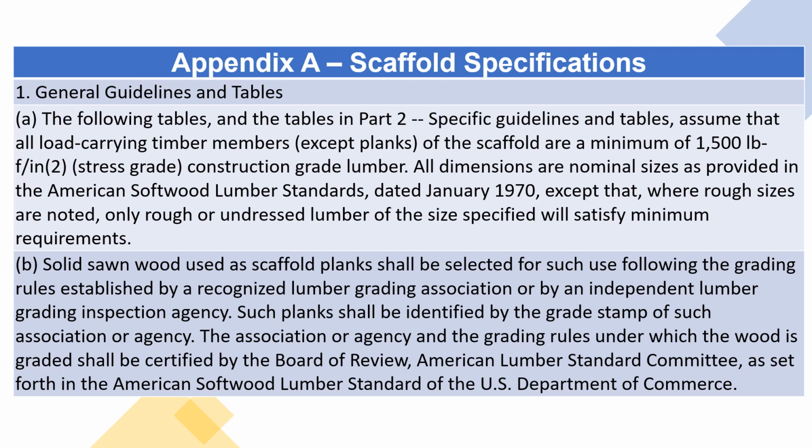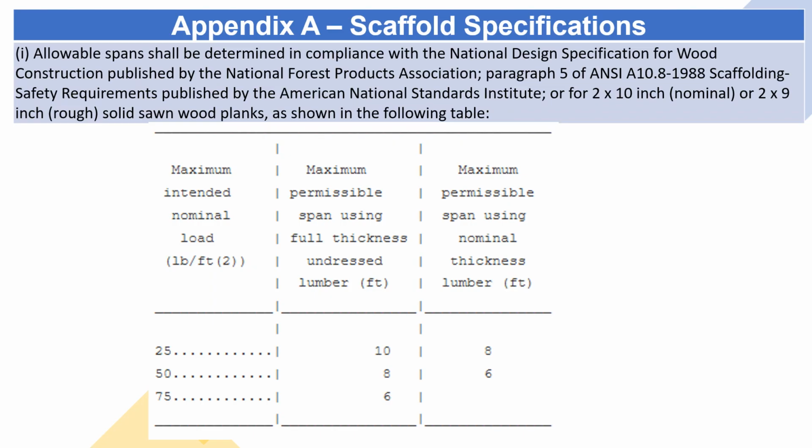Allowable spans shall be determined in compliance with the National Design Specification for Wood Construction published by the National Forest Products Association, Paragraph 5 of ANSI A10.8-1988 Scaffolding Safety Requirements published by the American National Standards Institute, or for 2 by 10 inch, nominal, or 2 by 9 inch, rough, solid sawn wood planks, as shown in the following table. When the maximum intended load is 25 pounds per square foot, the maximum permissible span using full-thickness undressed lumber is 10 feet, and the maximum permissible span using nominal thickness lumber is 6 feet.